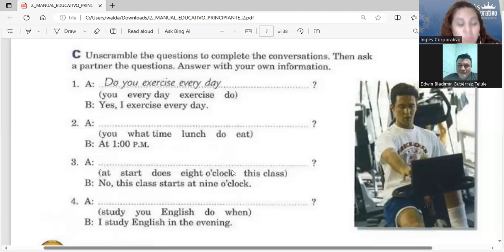Finished. You're finished. Oh, wonderful. Okay, perfect. Let's check the answers then. Okay, so we know the first one is, do you exercise every day? And the answer, yes, I exercise every day.